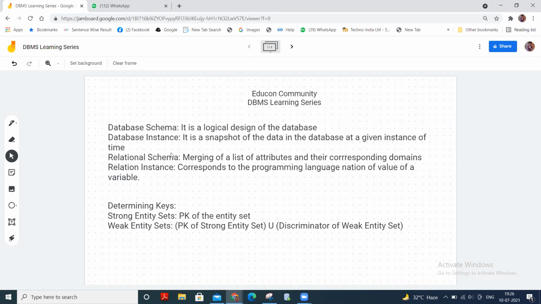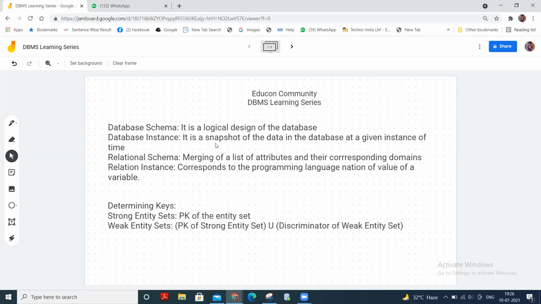Today we will learn about the database schema and database instance, relational schema and relational instance, then determining keys and primary key of a relationship set. So the first one is database schema. It is a logical design of the database, and database instance is a snapshot of the data in the database at a given instant of time.